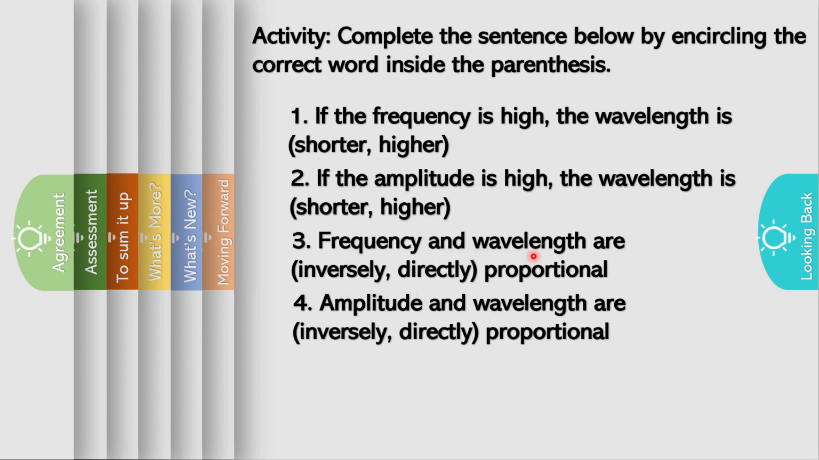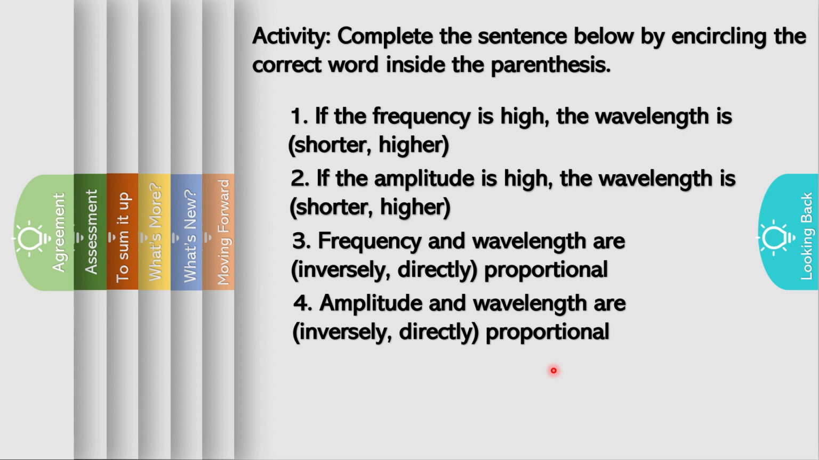Next, frequency and wavelengths are inversely or directly proportional. Ibig sabihin, yung frequency daw at saka wavelength, ano ba to? Magkasalungat o pareho? Kapag mataas ang frequency, mataas ang wavelength, mababang frequency, mababang wavelength, o magkasalungat sila, mataas frequency, mababa wavelength, mataas wavelength, mababa frequency. Alin ba? Directly or inversely proportional? The answer is inversely. Kasi nga magkasalungat sila. Pag mataas tong isa, mababa to. Pag mababa to, mataas to. Okay?